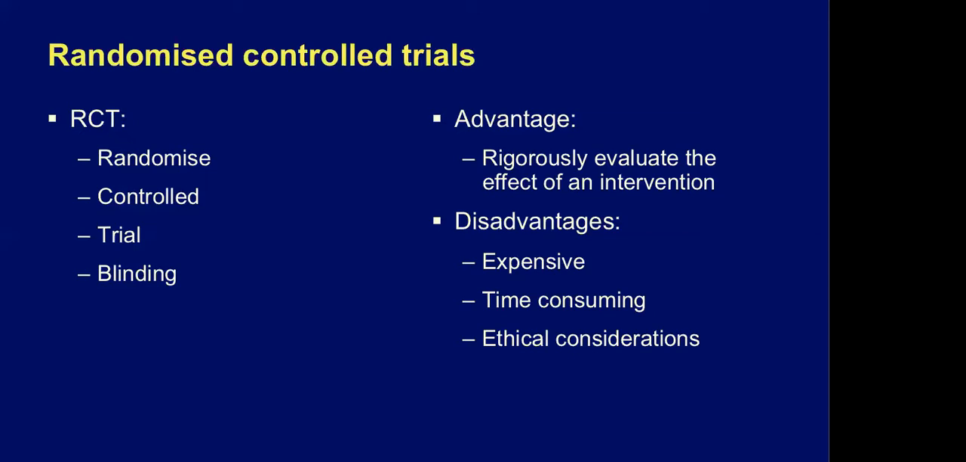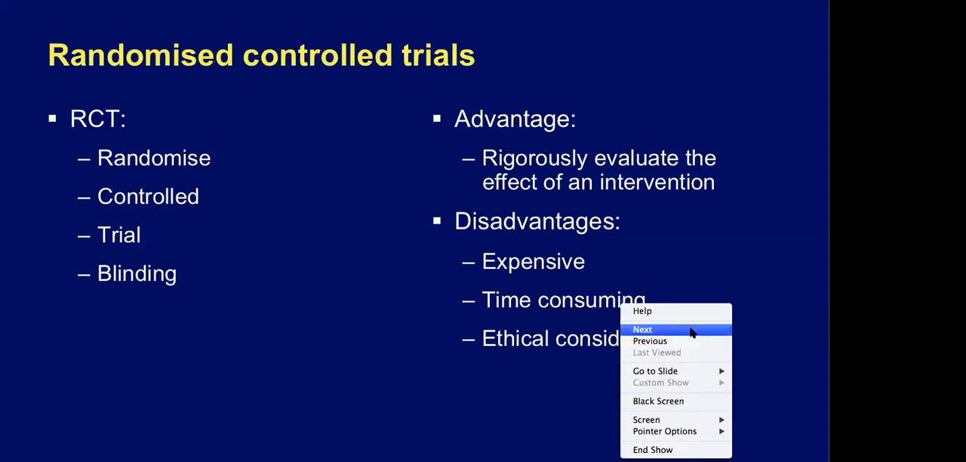Many times what you do is referred to as blinding. The reason why we do blinding is to avoid bias in assessment of these studies. The investigator and the patient are blinded to the interventions, right? So the investigator and the patient are blinded to the interventions so that there is no bias as far as assessment is concerned.